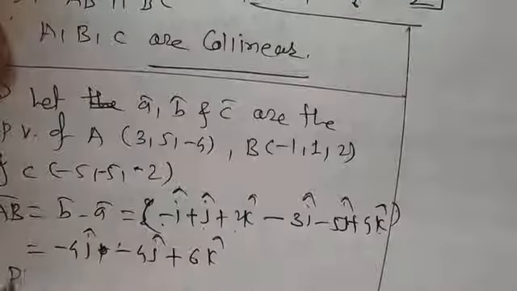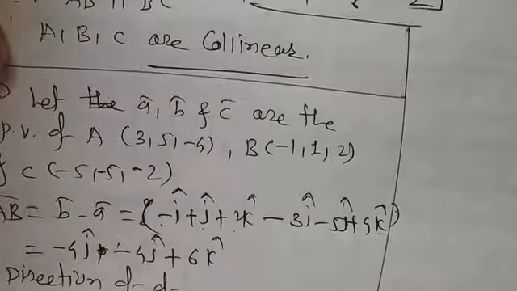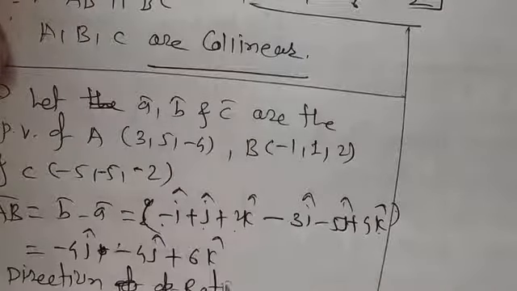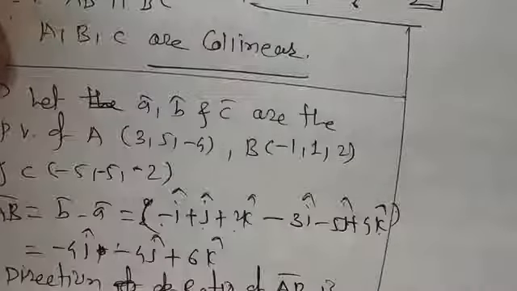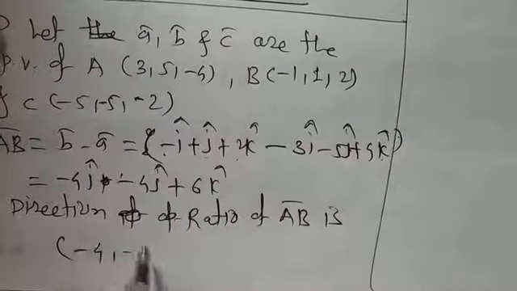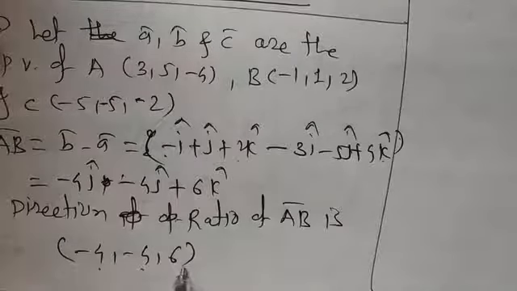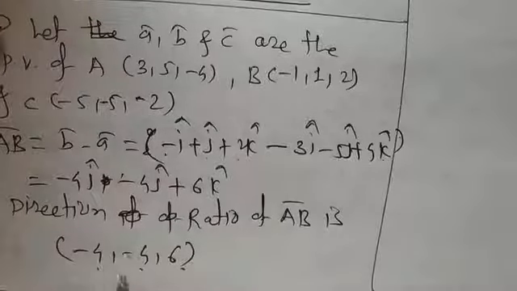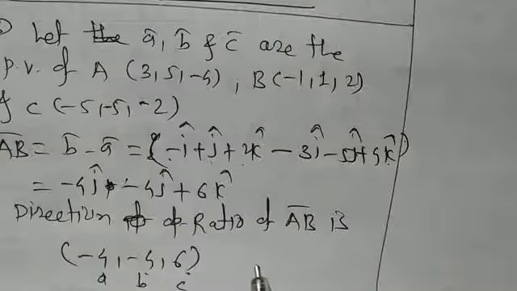Therefore, the direction ratio of AB bar is minus 4, minus 4, 6. Now this is a, b, c, so you have to find out l, m, n. Then a is equal to minus 4, b is equal to minus 4 and c is equal to 6. Just you can do it.